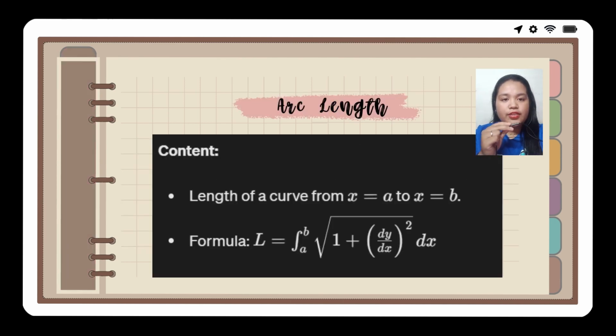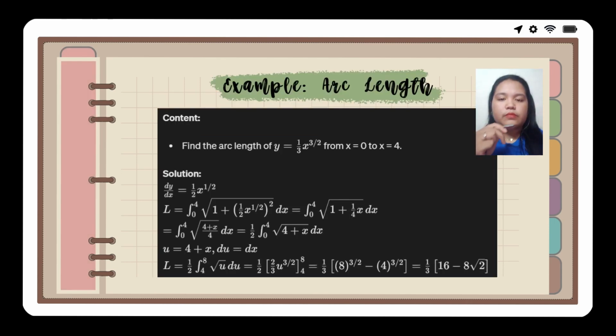Lastly, let's look at how to find the arc length of a curve. The length of a curve from x equals a to x equals b is given by L equals the integral from a to b of the square root of 1 plus the derivative of y with respect to x, squared, dx, where the derivative of y with respect to x is the derivative of the function describing the curve. Let's solve an arc length problem.